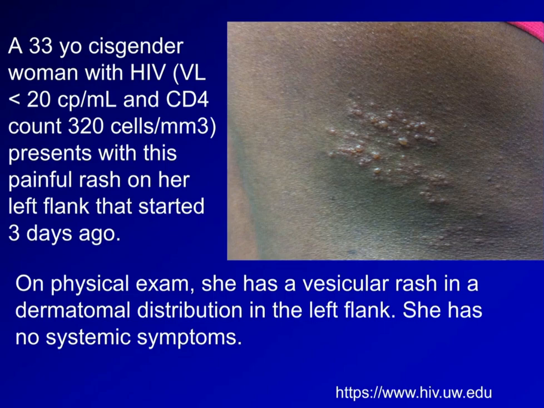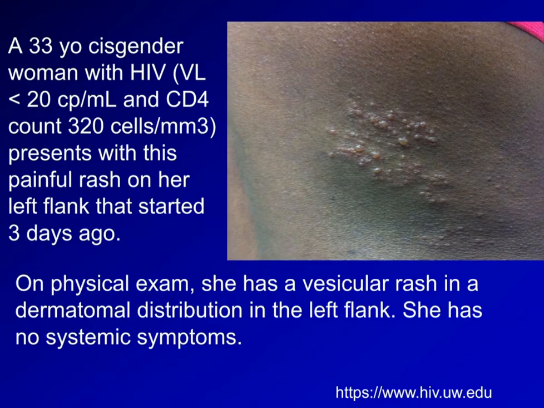A 33-year-old cisgender woman with HIV, viral load less than 20 and CD4 count 320, presents with a painful rash on her left leg that started 3 days ago. On physical exam, she has a vesicular rash in a dermatomal distribution of the left leg. She has no systemic symptoms. I'm concerned that could be Zoster. Yeah, sounds like Zoster, right?